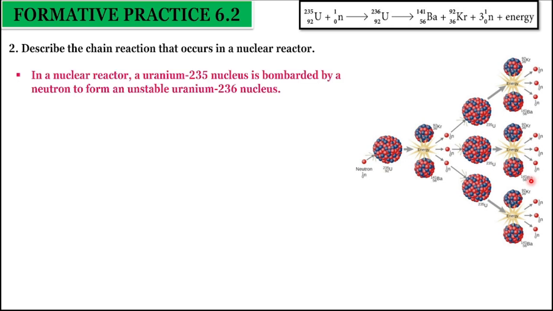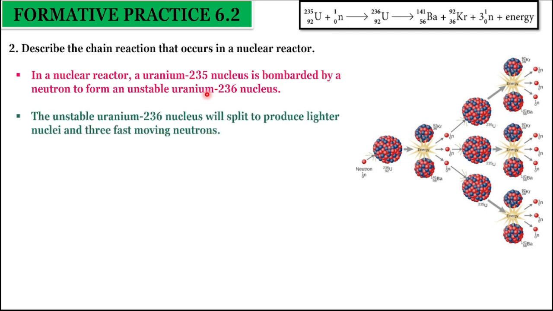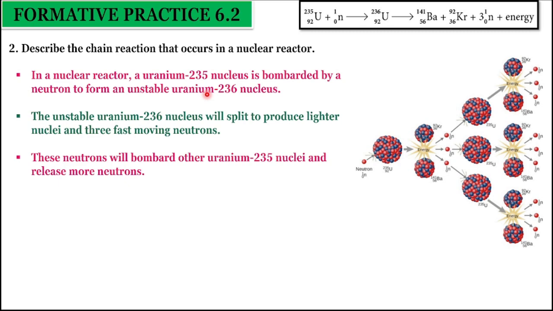Okay, so how to explain? Number 1. In a nuclear reactor, uranium-235 nucleus is bombarded by a neutron to form an unstable uranium-236 nucleus. Number 2, so what happened to the uranium-236 nucleus? It will split to produce lighter nuclei and 3 fast-moving neutrons. These neutrons will bombard other uranium-235 nuclei and release more neutrons. So kalau misalnya kita tak tangkap neutron tu, apa jadi? Logiknya, dia akan bombard other uranium-235 nuclei lagi kan?